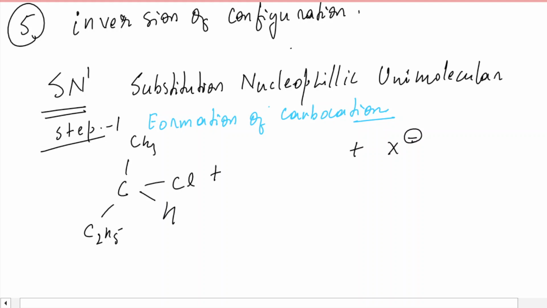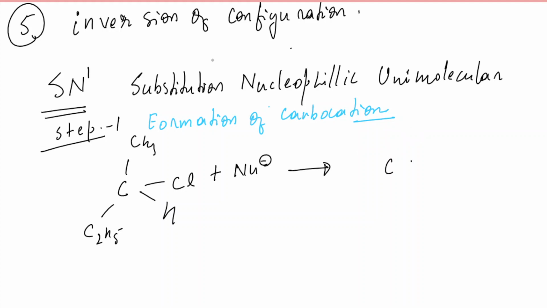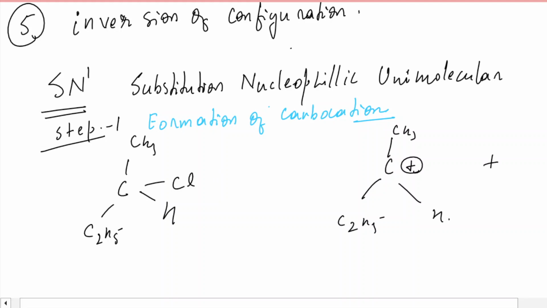So it will be reacted with, say, any nucleophile, and this will form... Sorry, the nucleophile will not participate in the first step. It will form carbocation plus chloride ion. So this is the rate determining step of the chemical reaction.